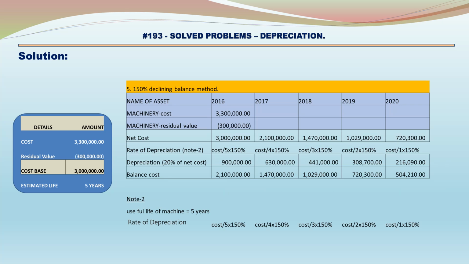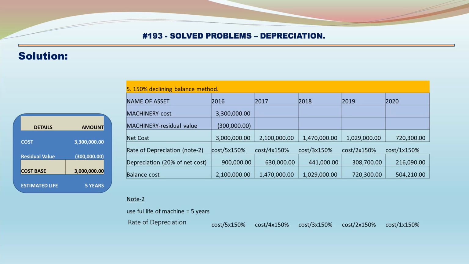5. 150% declining balance method. Name of asset 2016, 2017, 2018, 2019, 2020. Machinery cost 3.3 million. Machinery residual value 300,000. Net cost 3 million. Rate of depreciation as per note number 2. Note number 2. Useful life of machine 5 years. Rate of depreciation cost by 5 into 150%. Cost by 4 into 150%. Cost by 3 into 150%. Cost by 2 into 150%. Cost by 1 into 150%.